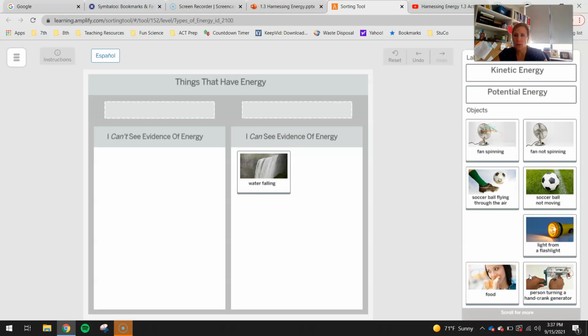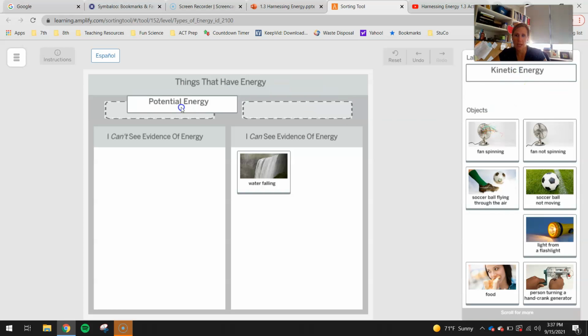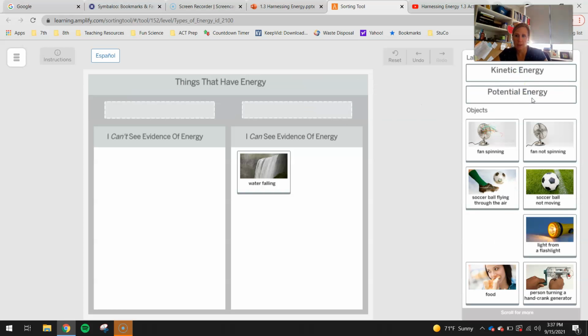Okay, once you have all of those objects sorted, then you have these 2 labels. Okay, which one of these do you think is kinetic and which do you think is potential energy? So drag kinetic to one side and potential to the other side. Okay, which one can you see, which one can't you see? Okay, once you are done with that, you are going to take a screenshot of this little square right here.